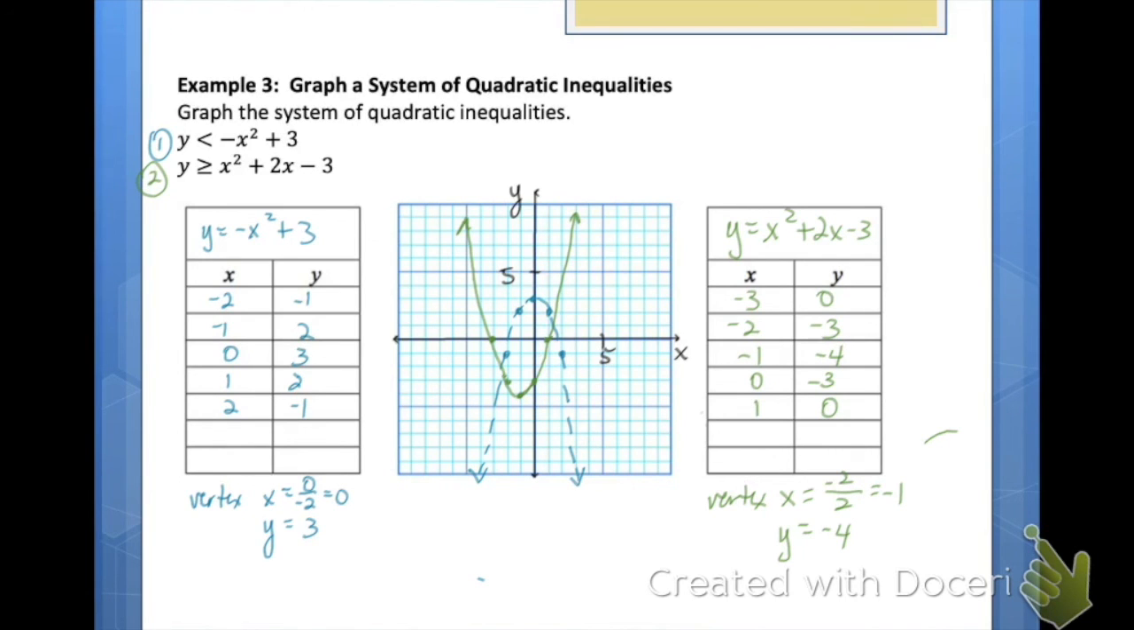Now I'm going to shade the area that satisfies both of these. My first quadratic in blue, it's less than, so it's going to be everything that's below or underneath that. My second one in green is greater than, so it's everything that's above. So there's my area below and above. I'm going to shade that in yellow. So I am shading just the area that satisfies both inequalities.